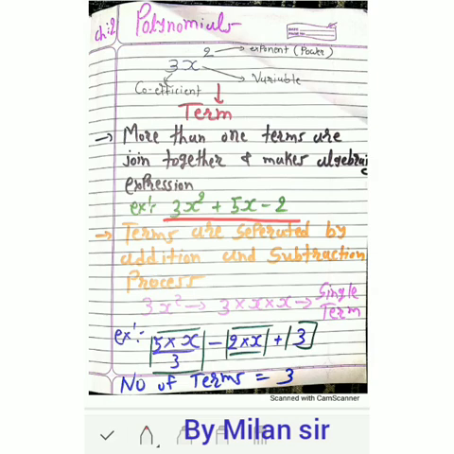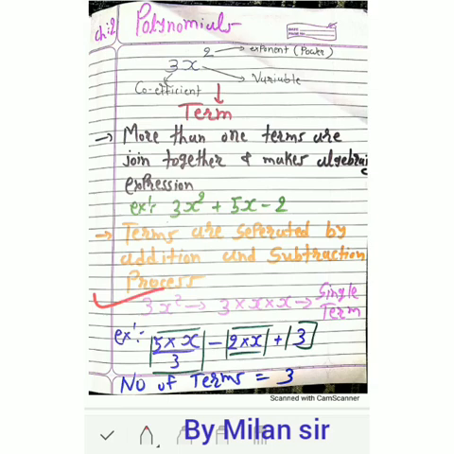Now what is the difference between expression and polynomial? I will explain that later. First of all, we need to define how many terms there are. So one thing I write here: terms are separated by addition or subtraction. Multiplication and division do not separate the terms. For separation of terms, we need addition or subtraction. I'm writing some examples here.